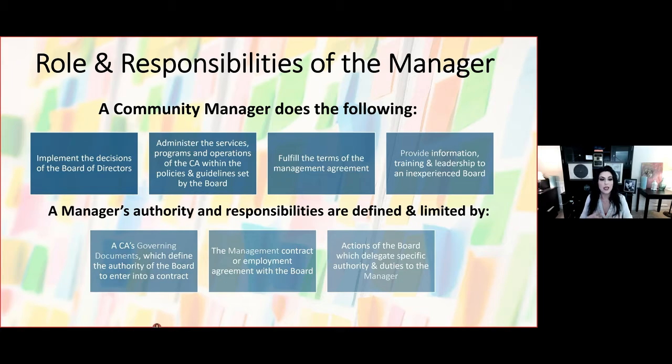So, community managers do the following. We implement the board decisions and directives. We don't make any decisions. If this is the first time you are hearing that, community managers do not make any decisions.